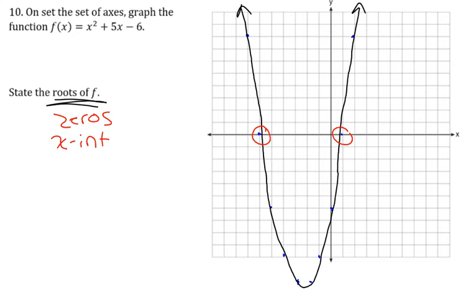So the roots are when I get a 0. So from my table, I get a 0 when x equals negative 6 and when x equals 1. We see that from the graph, that's where they cross the x-axis.